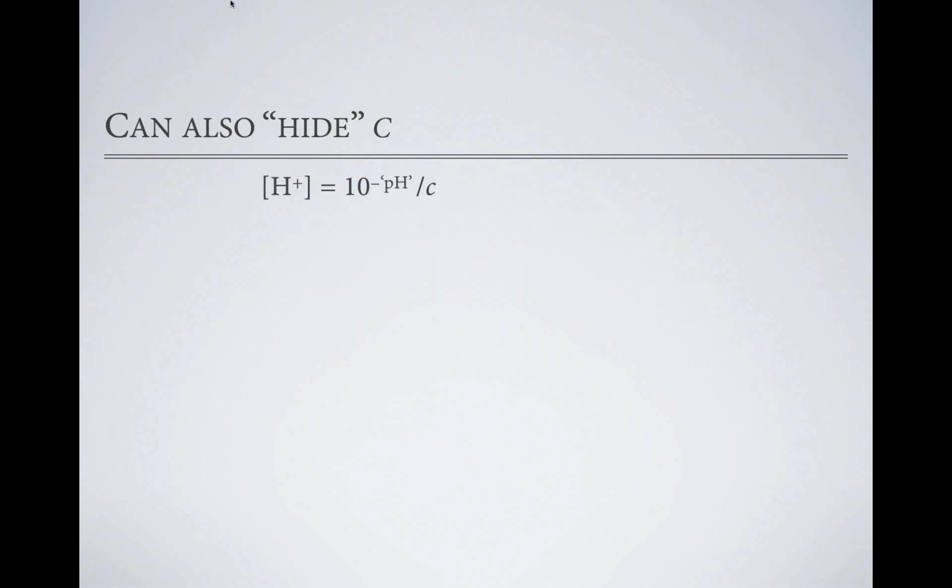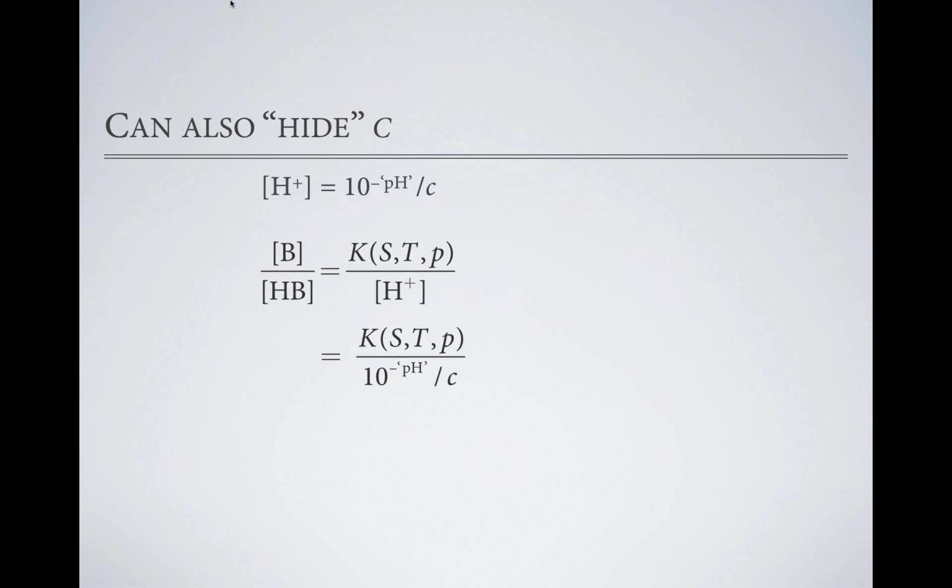You can also hide that value for C. We see here that the ratio of the base and acid forms is dependent upon that stoichiometric constant and the hydrogen ion concentration, 10 to the C. So ultimately, you can include that C in the constant as well.